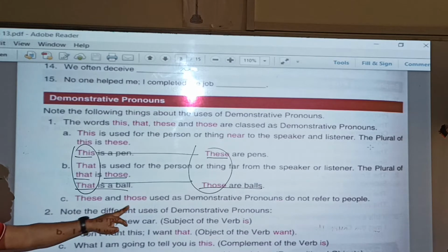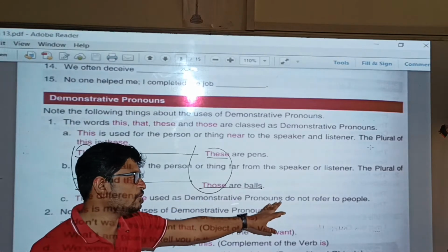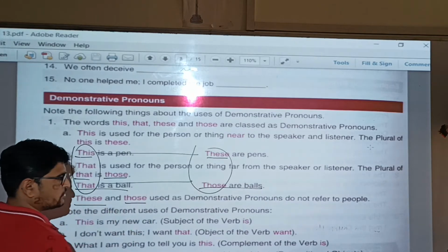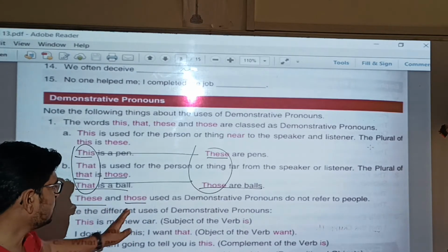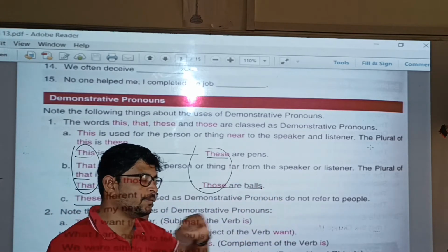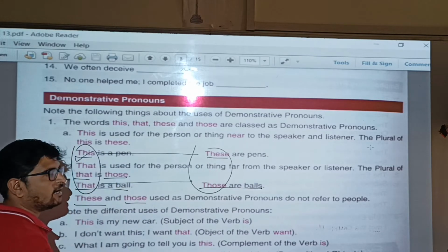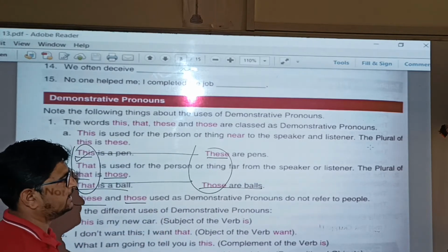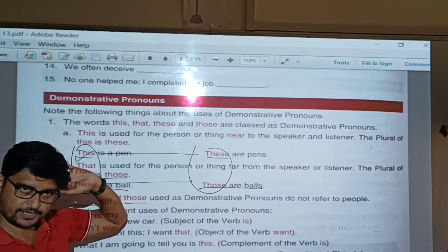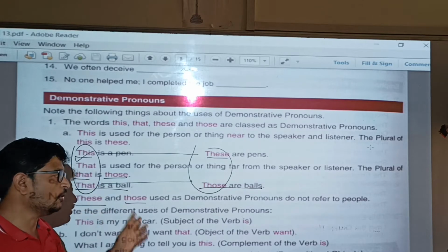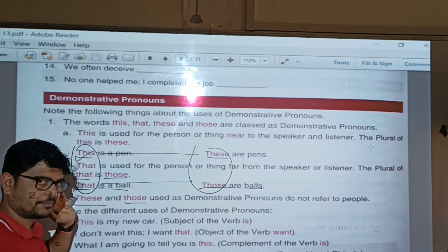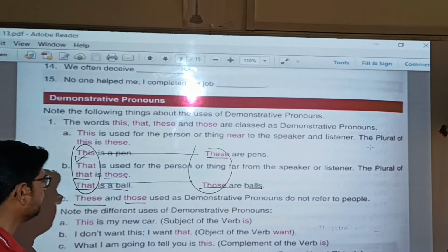Now, these and those used as demonstrative pronouns do not refer to people. Remember this. These and those used as demonstrative pronouns do not refer to people. We can use this is Mr. and Mrs. Gupta, like that. And that is Anav, or that is Anav and his friend. For singular and plural both, we are using this and that for the people. Remember.